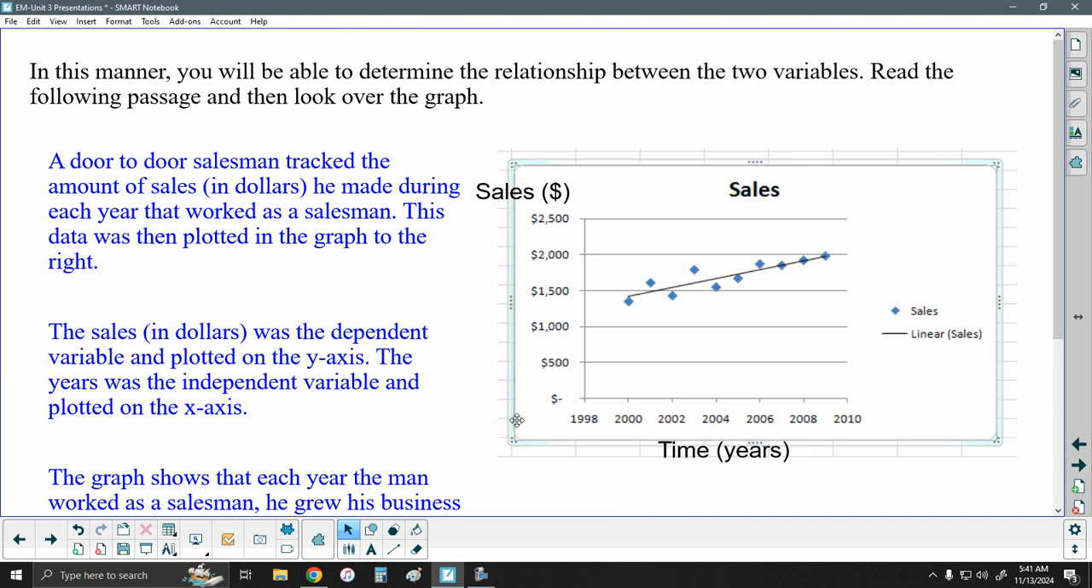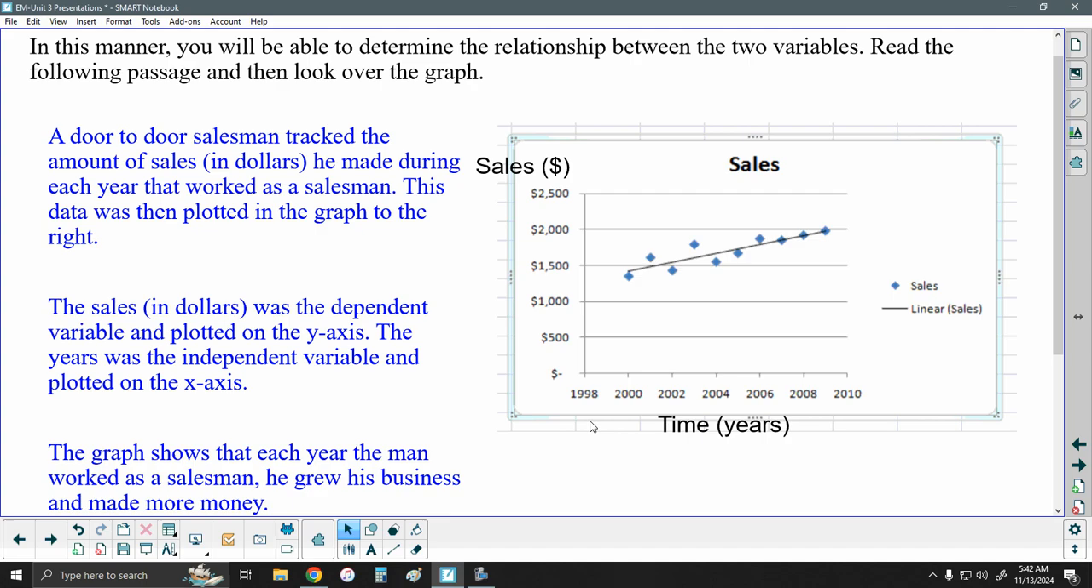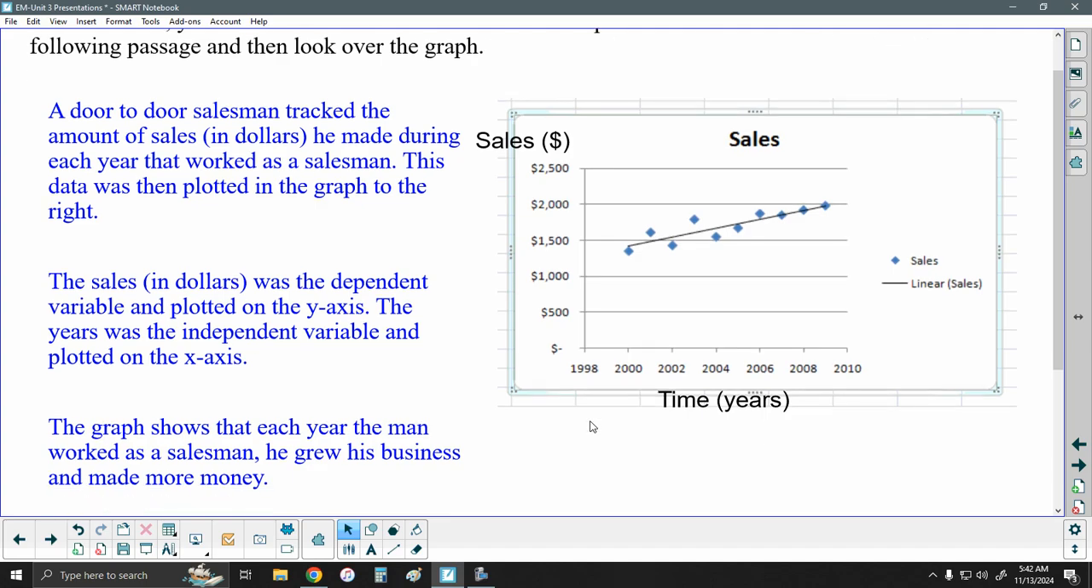A door-to-door salesman tracked the amount of sales in dollars he made during each year that he worked as a salesman. This data was then plotted in the graph at the right. So over the course of about 10 years, the salesman kept a record of how much he sold and then put it into a graph. The sales in dollars was the dependent variable, hence why it's on the y-axis, and the years was the independent variable, plotted on the x-axis.